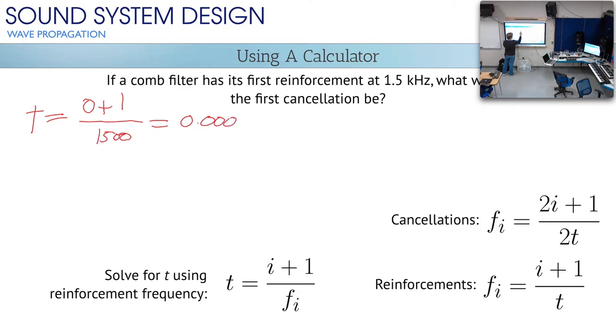0.0006. That's what I got. I got 0.00067 seconds. 0.67 milliseconds. Yes. Okay. I need one more person to get that. I didn't get that. 1 divided by 1,500? That is what I got. Yeah, I'm not getting that.